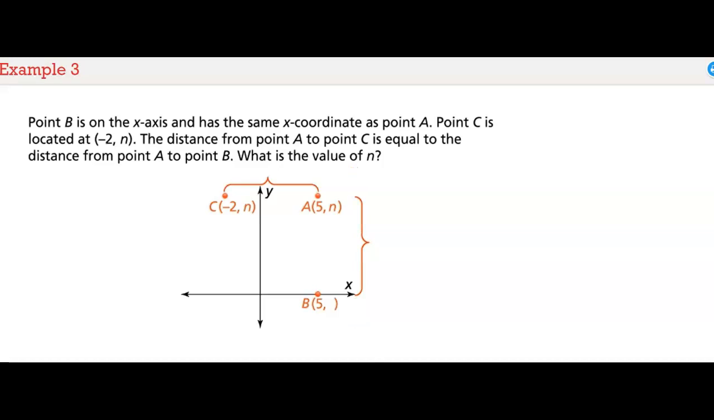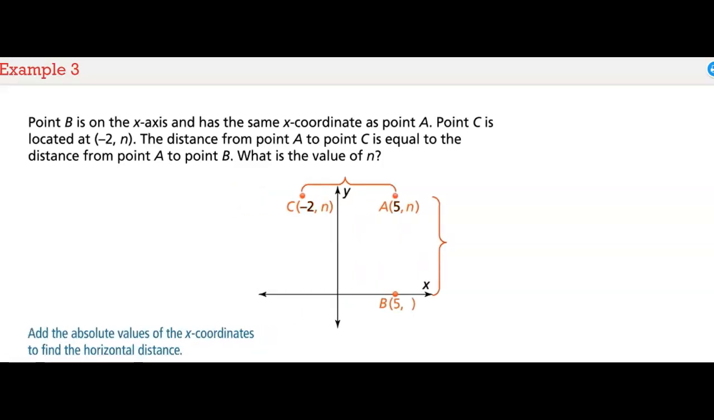The distance between points A and B can't be determined without knowing the value of n, which is the y-coordinate of point A. The distance between points A and C can be found. The points have the same y-coordinate and are in different quadrants. You can add the absolute values of the x-coordinates to find the horizontal distance.